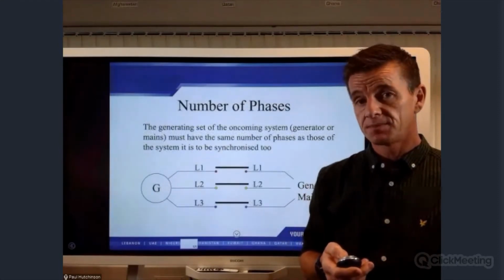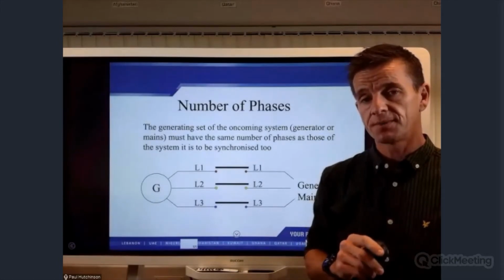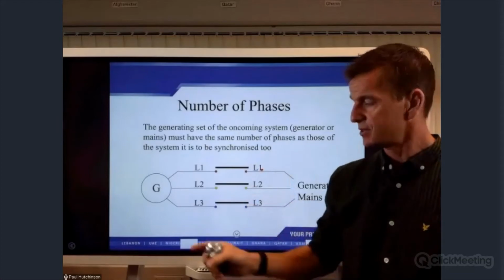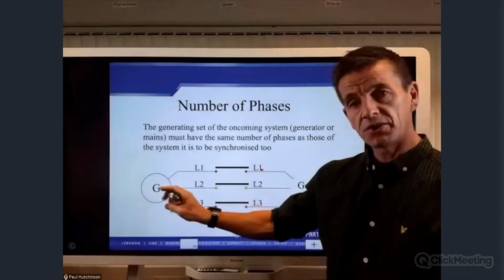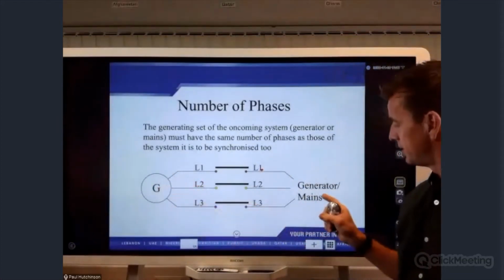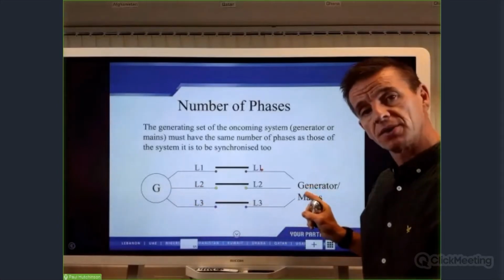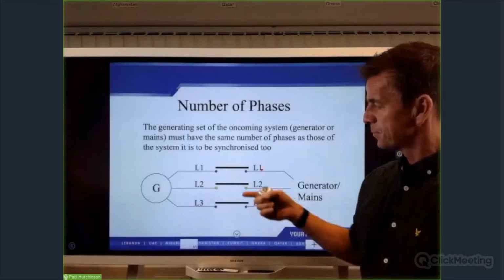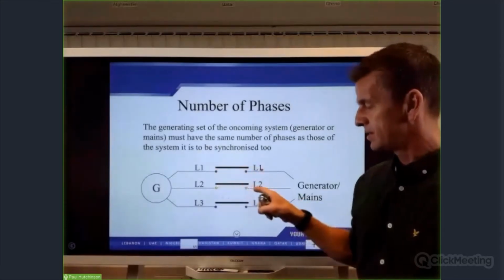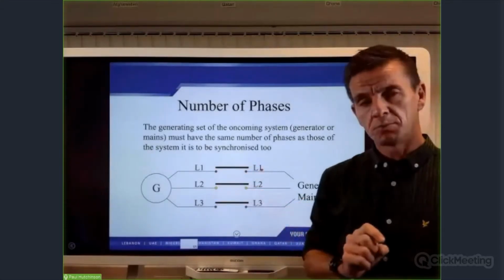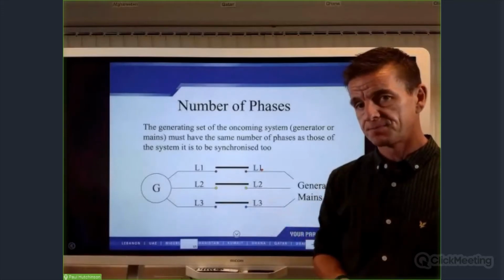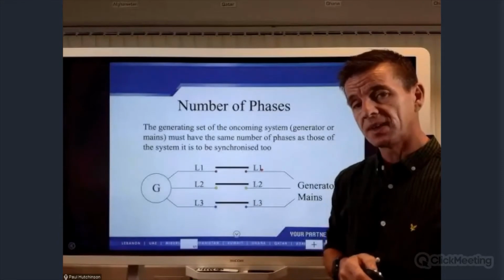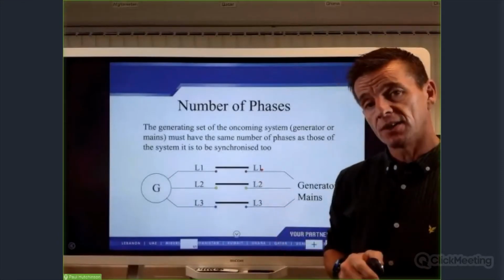Number of phases. We talked about this earlier. So, number of phases in the system. Here we have a generator, just as an example. We have either another generator or the utility or the mains. Red to red, yellow to yellow, blue to blue. Three phase. The neutral has been taken out just to make it easy to see and understand.